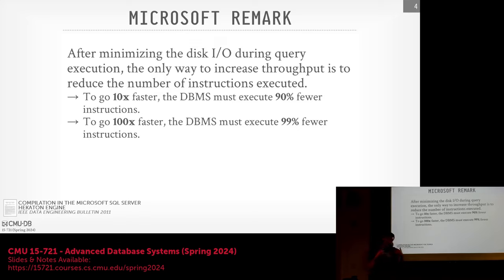And of course, it's not just reducing the number of instructions, right? We also care about the cycles per instruction, because we can execute fewer instructions, but if we keep stalling going out to memory because the things we need aren't in our L3 cache, then we're not going to get the benefit we thought we were going to get. So today's class is really about, although we're never going to get 99% fewer instructions, we can do a pretty good job and get somewhere in the middle.